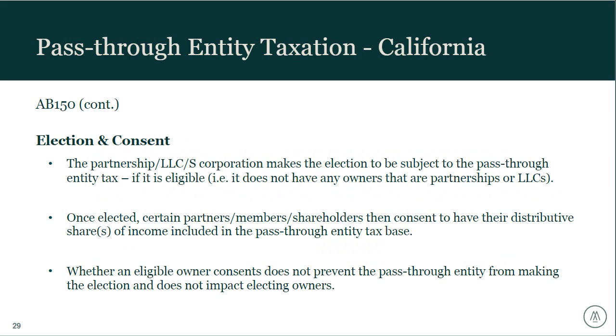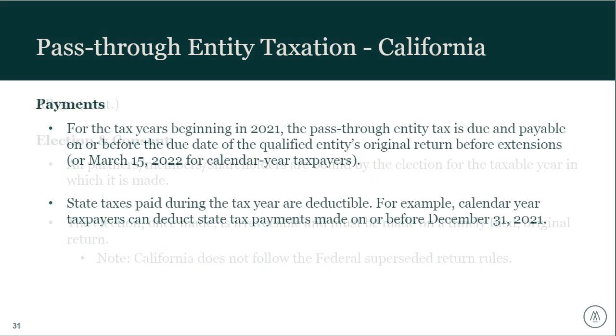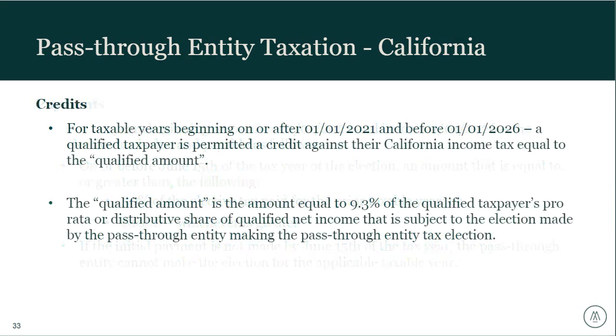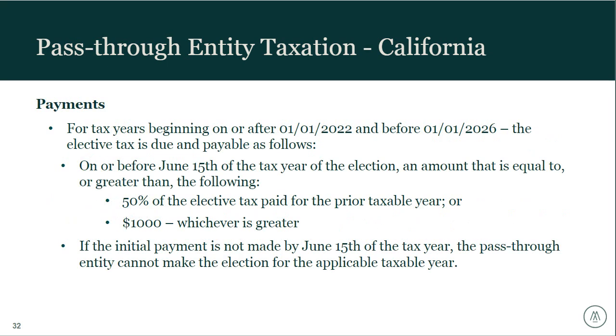A couple of other terms from an administration perspective: it's the partnership, the LLC, or the S corp that makes the election. After that election is made, the owners of that partnership, LLC, or S corp can choose to consent to have their share of that pass-through income included in the 9.3% tax to allow for the credit to flow through to them.